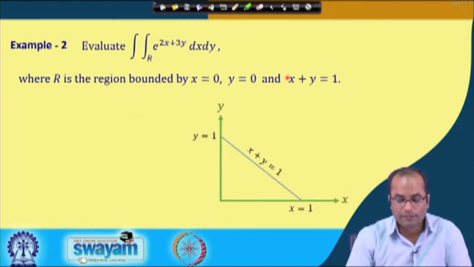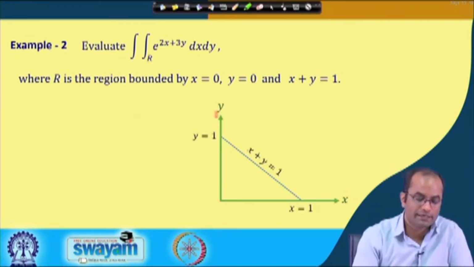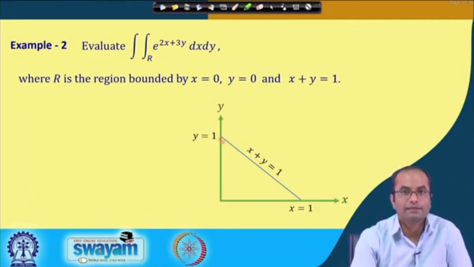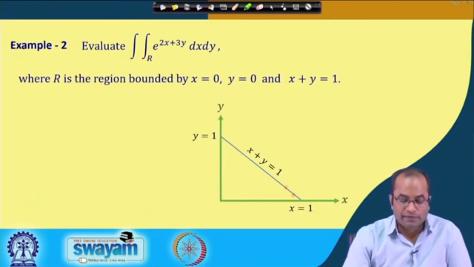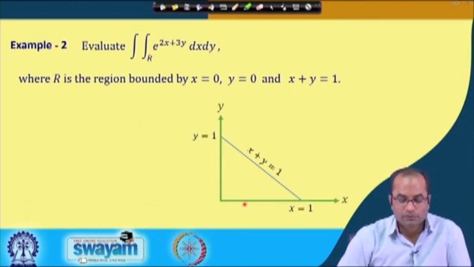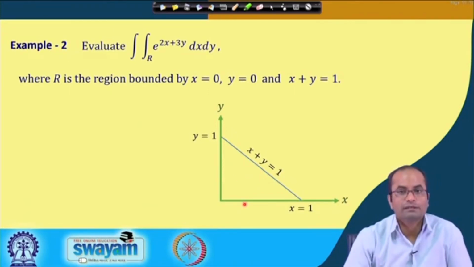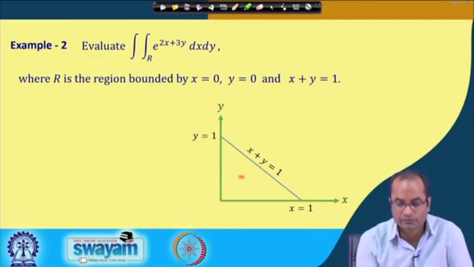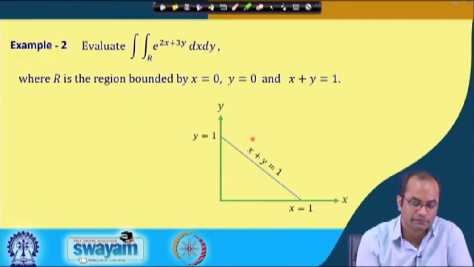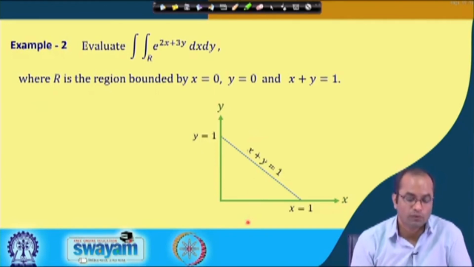So, if we sketch the domain, we have the x axis, we have the y axis, and then we have the line here, x plus y is equal to 1. So, this is a triangular domain, and again it is very simple to evaluate the limits, whether we take first in the direction of x or we take first in the direction of y.